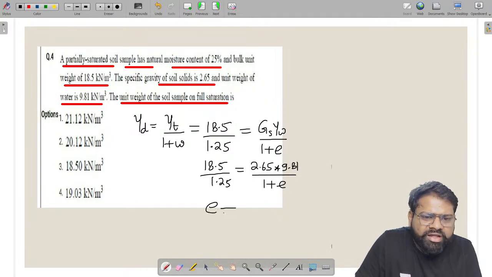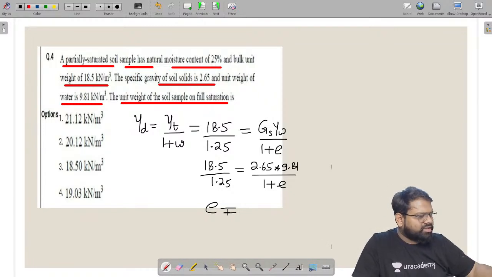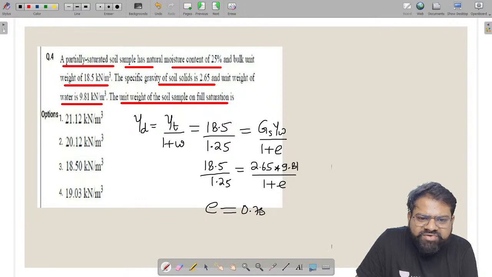On solving, the void ratio will come out to be, I am just telling what is the value of the void ratio. On solving, the void ratio comes out to be 0.756.